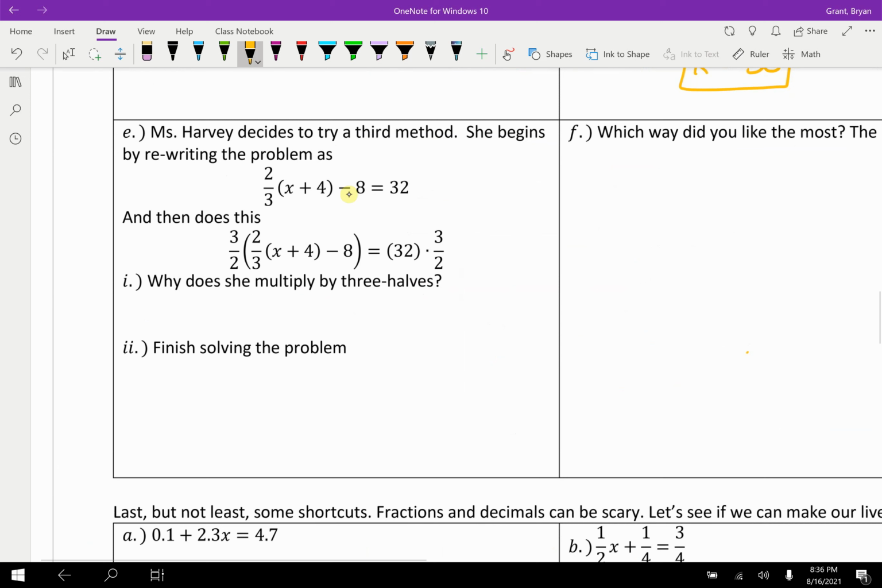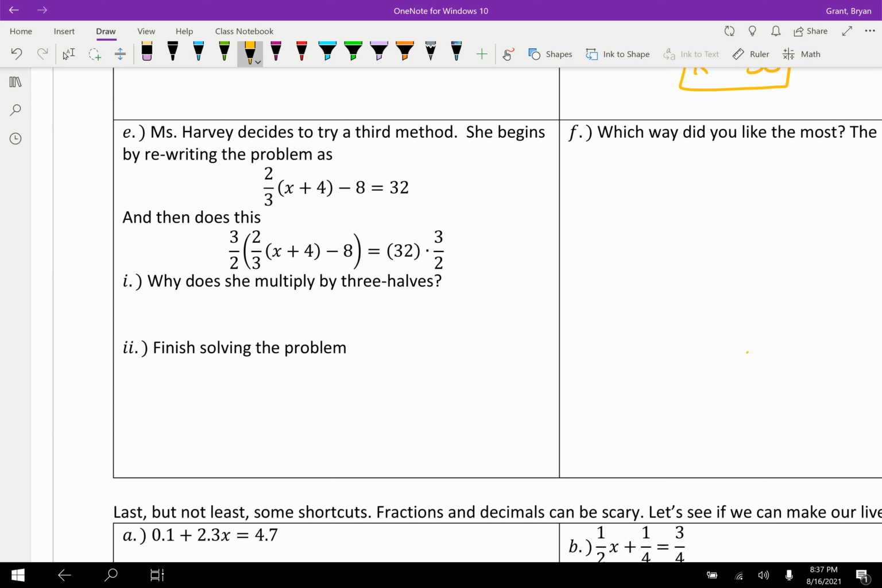She has rewritten the problem as 2/3 times x plus 4 minus 8. And Miss Harvey decides, instead of undoing SADMAP, I would probably add 8 to both sides first, or maybe distribute. She says, nah, I want to get rid of the fraction. And I know to get rid of fractions, we can use a reciprocal.